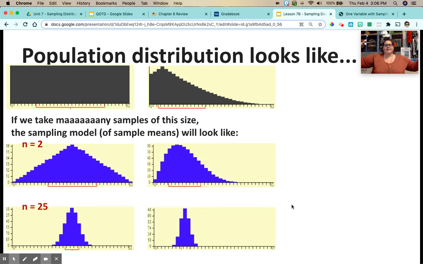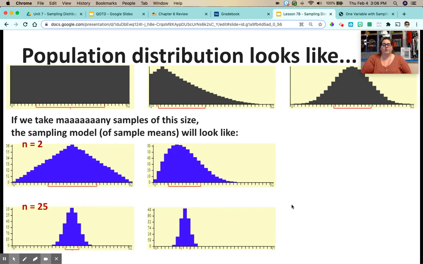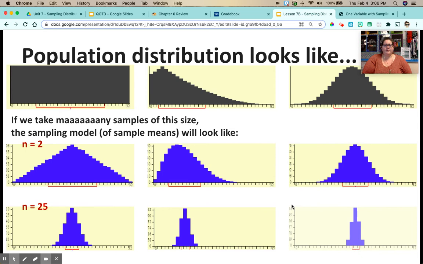So we can again see that change in spread. It's getting smaller and smaller, but also the shape is going from something that's very, very skewed to eventually, with a big enough sample size, something that looks very, very normal. And then there's one that starts off normal. With a sample size of 2, it's still normal, but smaller. With a sample size of 25, it's still normal, but even smaller. So there's a couple things we can get from this, some facts that we can know about sampling distributions and how they work.